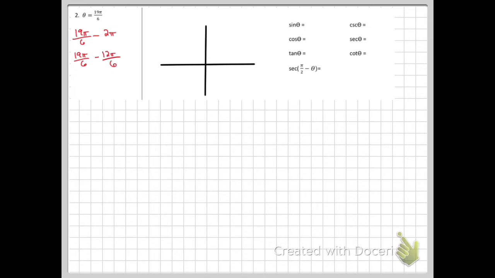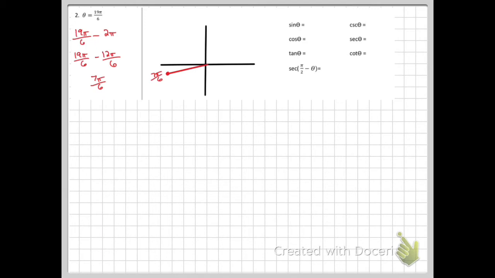I did a common denominator. 19 minus 12 is going to give me 7 pi over 6. So hopefully you can figure out where 7 pi over 6 is. It's a little more than 1, right? 6 pi over 6 would be pi, so it's a little bit further than that. The pi over 6's are always kind of clinging to the x-axis. They're really close to the x-axis. So this point on the unit circle is 7 pi over 6.